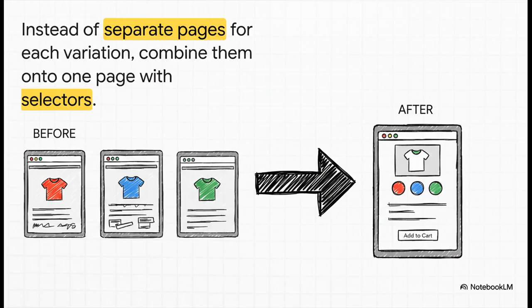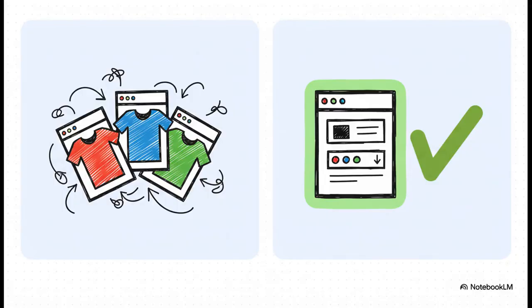Consolidate them. Just put all of those options onto a single, powerful product page. I mean, this slide just says it all, doesn't it? The before is messy, it's confusing for search engines, and frankly, it's not great for customers either. But the after, it's clean, it's simple, and it focuses all of your SEO power into one single spot. It's just a better experience all around.